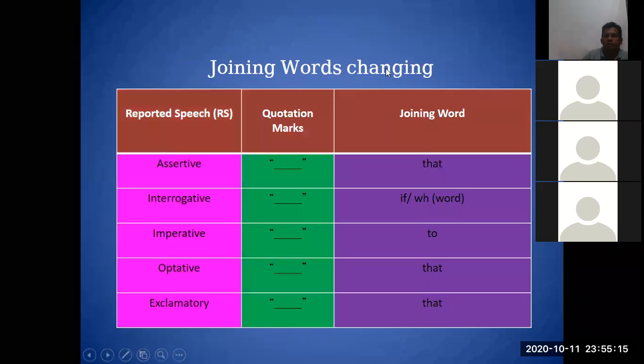Now, joining words or the linkers. We use some linkers in place of inverted comma. It also depends.